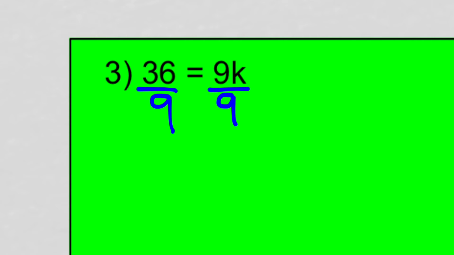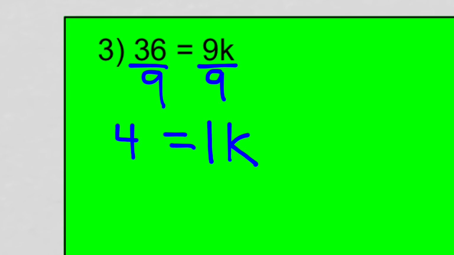Now let's see what's left. 36 divided by 9 is 4. And 9 divided by 9 is 1k. And that's the same as just saying 4 equals k.